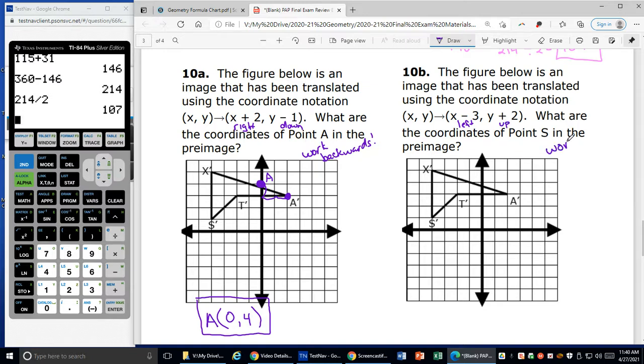But I need to work backwards because this is how I got here. Where did I come from? So instead of going left 3, I'm going to go right 3. And then instead of up 2, I'm going to go down 2 to find where S should be, because x minus 3, y plus 2 gets me to that S prime. So S should be the point -1, -1.